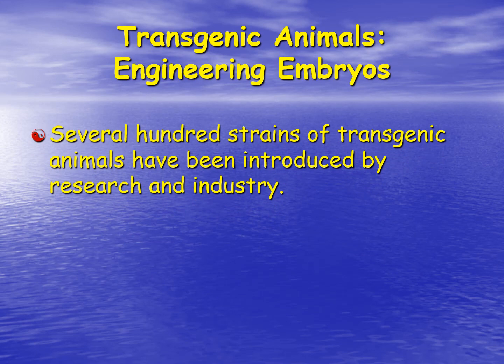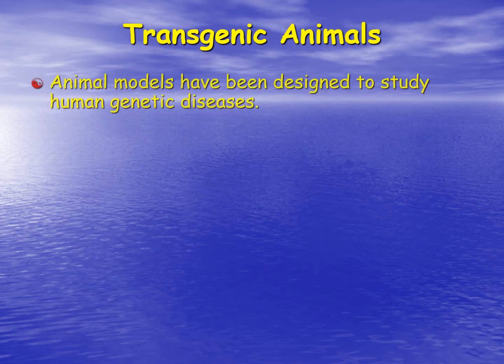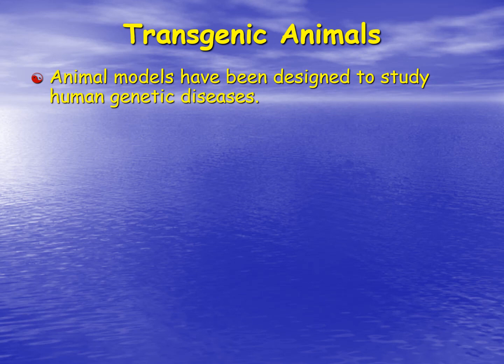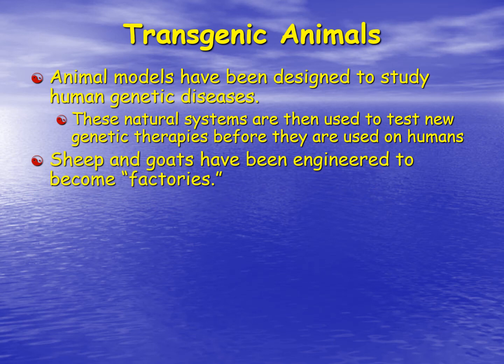Several hundred strains of transgenic animals have now been introduced by research and industry. Unlike bacteria and yeasts, animals can express human genes in organs and organ systems that are very similar to those of humans. Animal models have been designed to study human genetic diseases. These natural systems are then used to test new genetic therapies before they are used in humans.